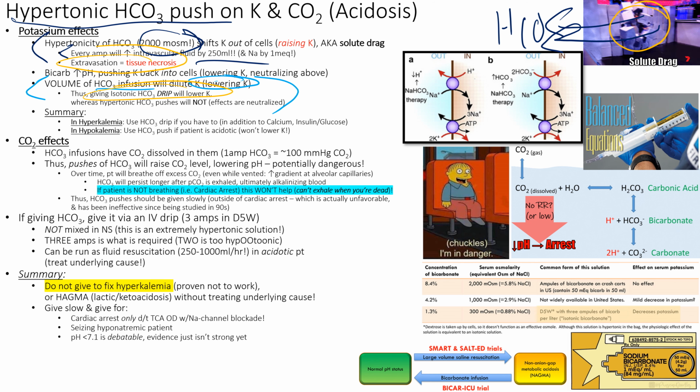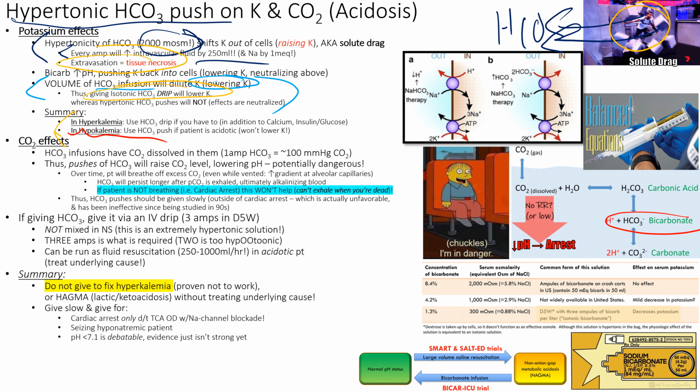Okay, so if you have someone that's hyperkalemic, that's where you would want to use a bicarb drip. Okay, so I'll get rid of this piece right here. All right, so then you've got CO2 effects. We talked about the effect of bicarb push on CO2. Right, you give bicarb push to someone. All this bicarb is being given and given and given, and you're going to do what with it?